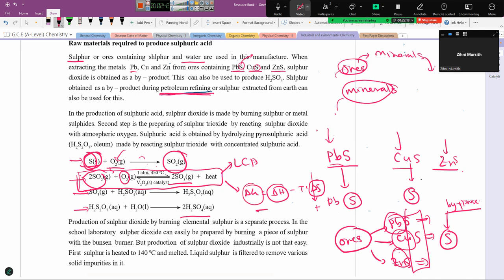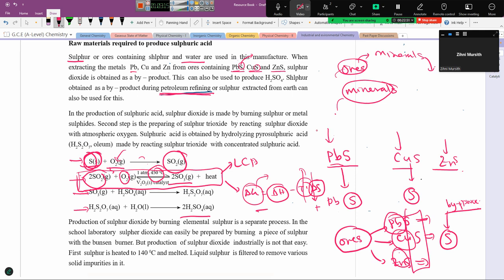So if delta G is positive, what will happen? The reaction will not be spontaneous, right? Non-spontaneous. If you increase the temperature, the delta G will become positive, so increasing the temperature is not thermodynamically favorable for this reaction. But we use 450 degrees Celsius to overcome the activation energy. If you reduce the temperature below 450, the efficiency of the reaction will reduce.